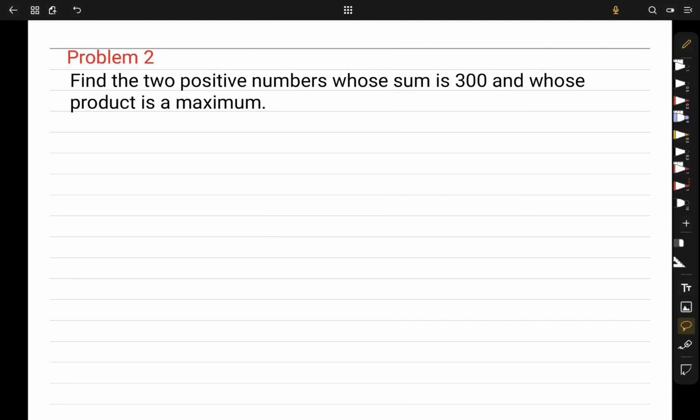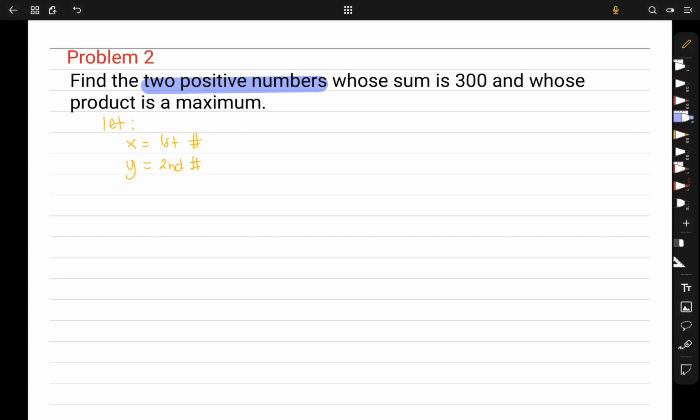Let's solve our problem number 2. Find the two positive numbers whose sum is 300 and whose product is a maximum. So, dito, may mga conditions na tayo na binigay. So, una is to let yung ating mga variables. So, let x natin be the first number and yung y natin be the second number. Kasi nga po, find down natin yung two positive numbers. So, yan yung keyword, two positive numbers.